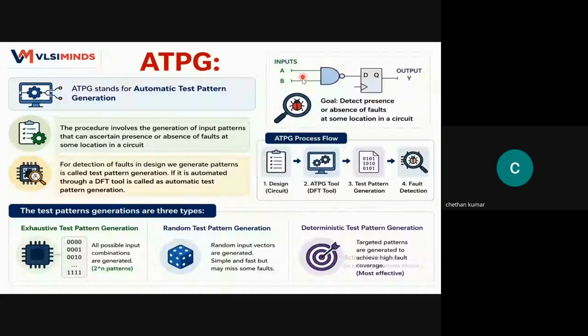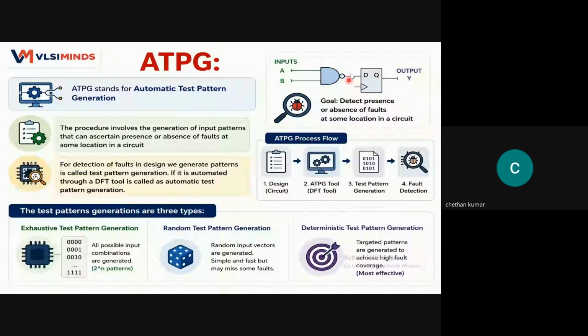As we have a NAND gate here, if you give 0 0 and you're getting 0 as an output, then that means there is a fault, correct? If you give 1 1 and you are getting 0 as output, then there is no fault, correct? That is the NAND gate operation. So we can find faults by generating patterns and applying them across these inputs to see what the output is. Based on that, I can predict whether it is faulty or fault free.